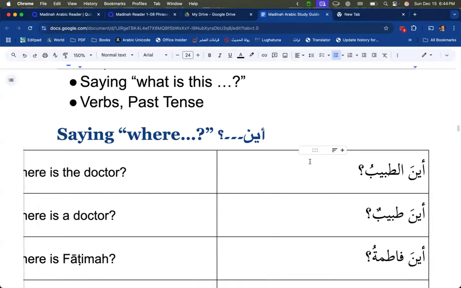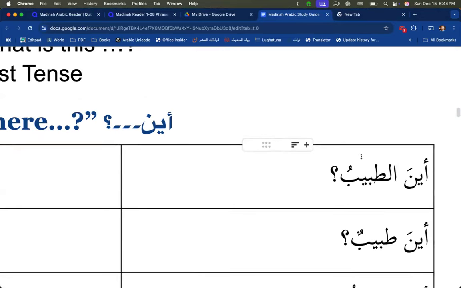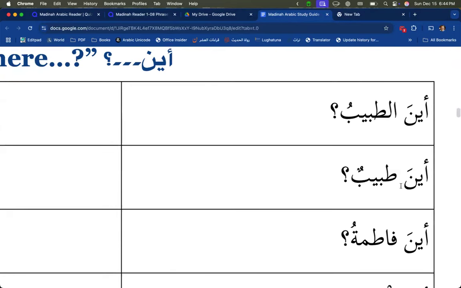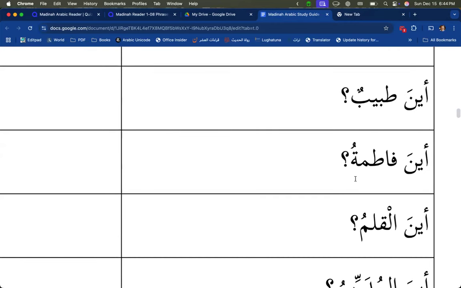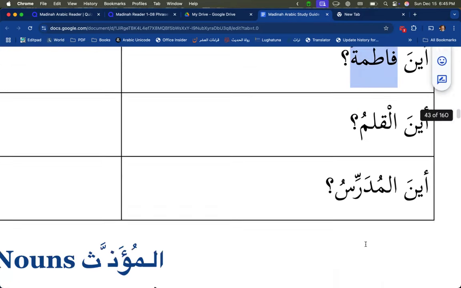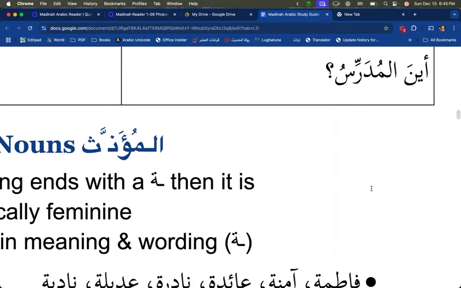Aina, where is: أين الطبيب, where is the doctor, compared to where is a doctor, أين طبيب. You typically don't really say that. أين فاطمة, where is Fatima. This is a diptote. I didn't say فاطمة, I said فاطمة. أين القلم, where is the pen. أين المدرس, where is the teacher.